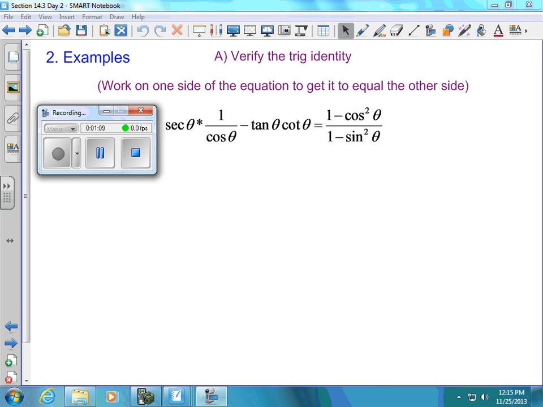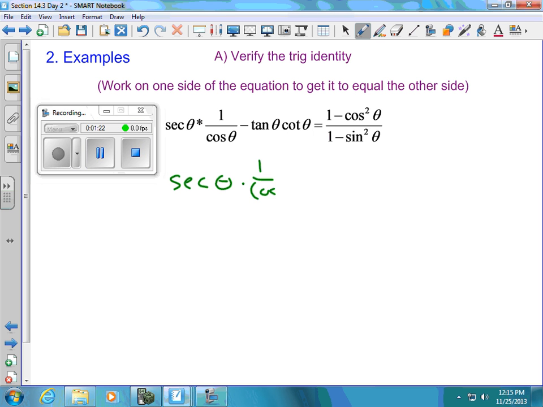I'm going to use identities I had yesterday. I'm going to choose to work the left side to the right side. So secant of theta times 1 over cosine of theta minus tangent of theta times cotangent of theta. Is there anything we can swap out of there? Well, I know that 1 over cosine of theta is the same thing as secant of theta. So I'm going to swap that out. They're reciprocals of each other, so I can take 1 over cosine out and put secant in.